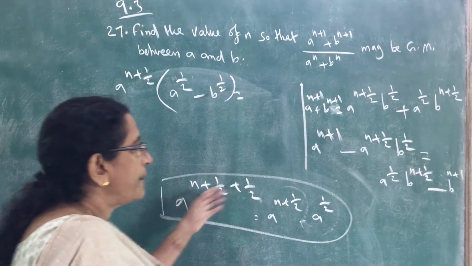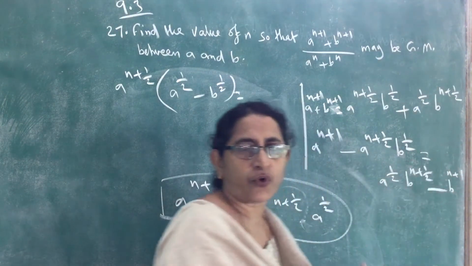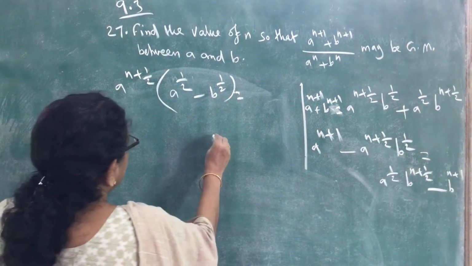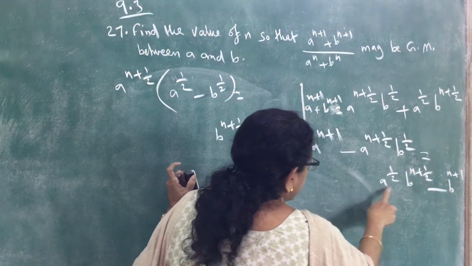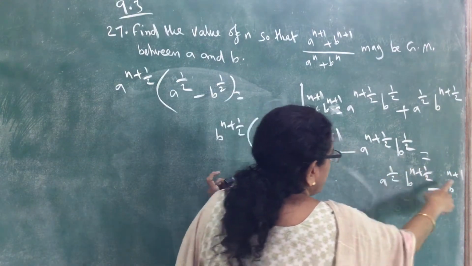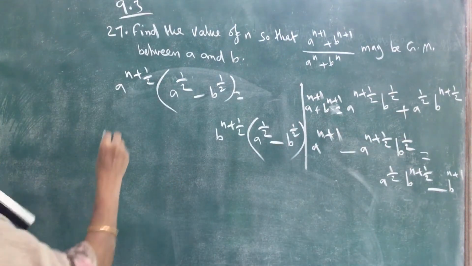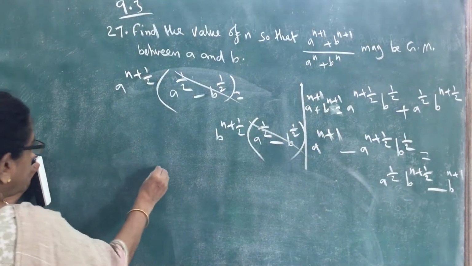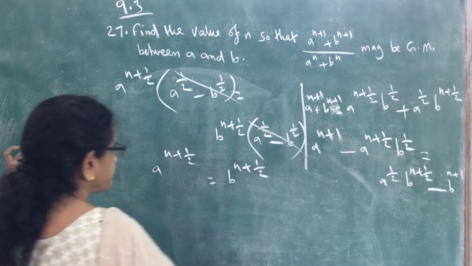Same way we can write the right side. We can take B raised to n plus half common. So here only B raised to half will be remaining. You write it and see. So on the right side we get B raised to n plus half common, into, here remaining only A raised to half, A raised to half minus, here in the same way as we have done, we get B raised to half remaining. Now we see A raised to half minus B raised to half is a common factor on both sides. That we can cancel. So what is remaining? A raised to n plus half equal to B raised to n plus half.